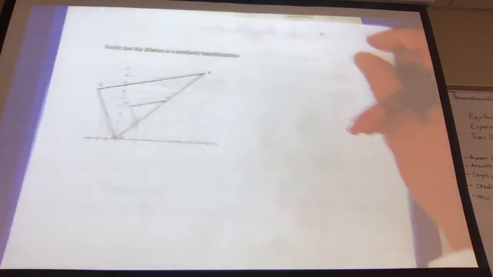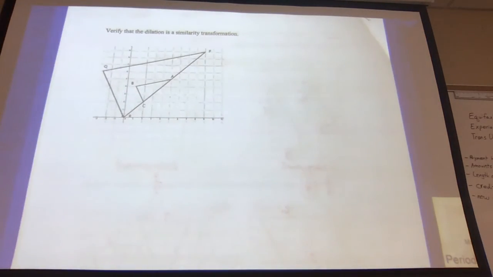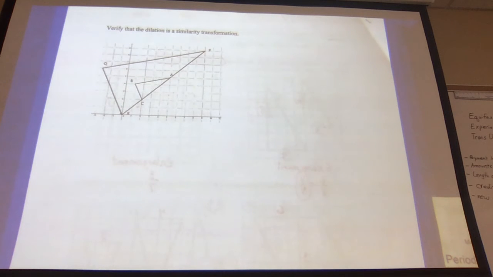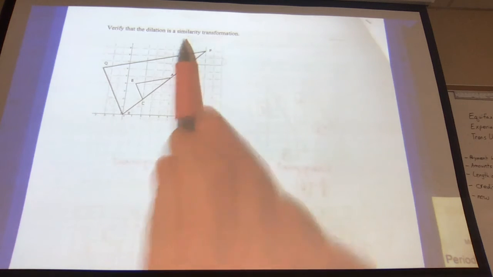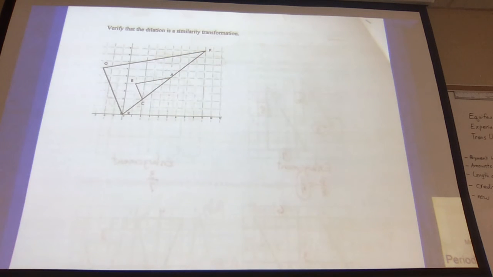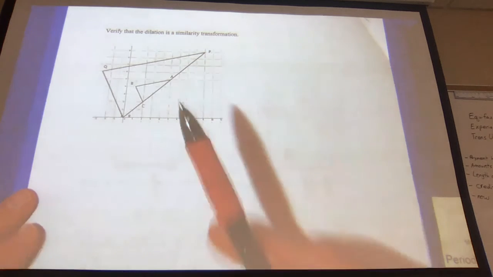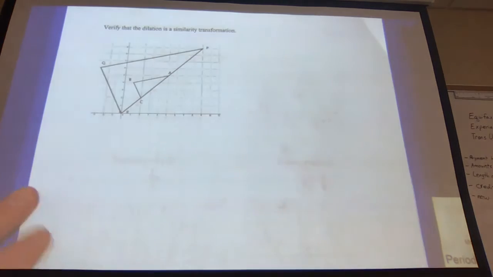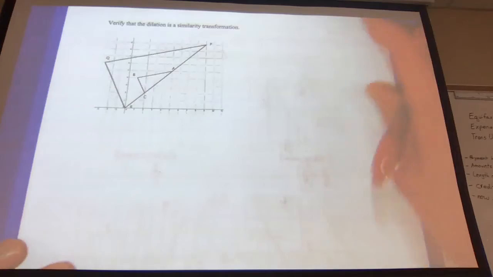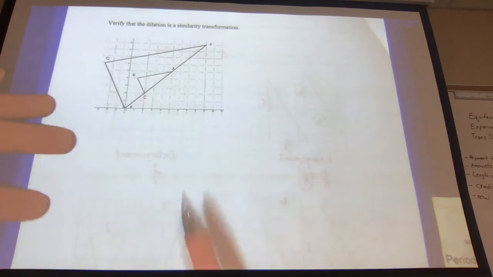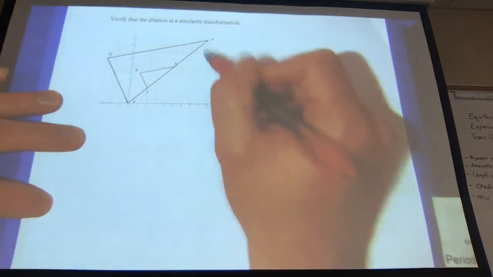Okay, last thing is on the last page of this. We have to verify that the dilation is a similarity transformation. So this time, we're going to show it's a similarity transformation, which means the size of the shape does change. We're going to go about it the same exact way, except now, instead of showing that the sides are the same length, we're going to show that the sides have a proportional set of lengths. So to do that, we go through the exact same process we did before.